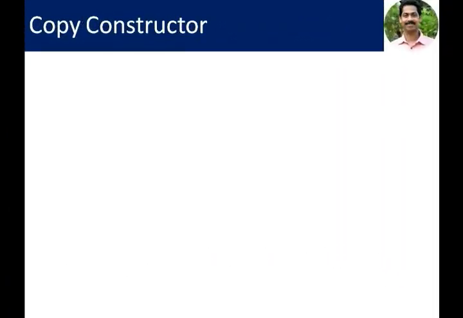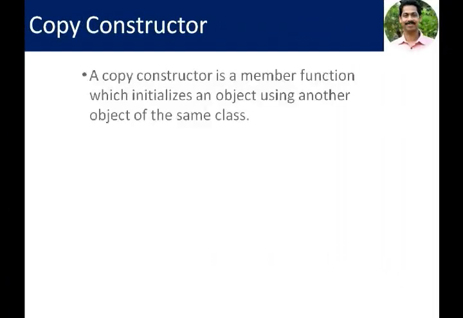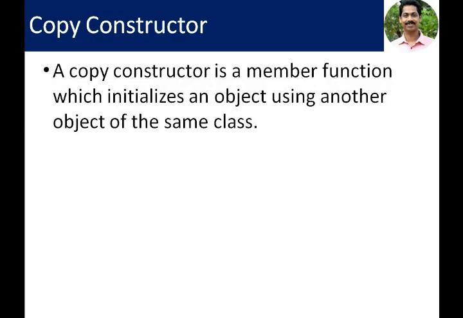The next one is the copy constructor. A copy constructor is a member function which initializes an object using another object of the same class. So actually we are copying the values of one object into another object using a constructor. That's why it is called a copy constructor.